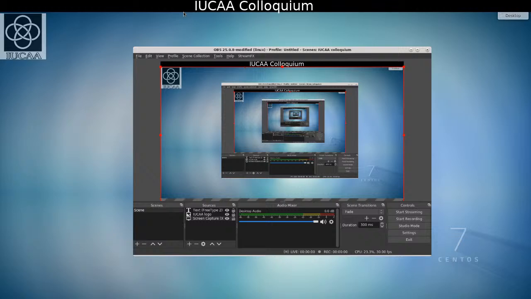So one of the features of the IUCAA Colloquium is that we feature IUCAA faculty and their research from time to time. And always the youngest person to join the faculty, the most recent person to join the faculty, is nabbed immediately when they arrive. And today we've done that.